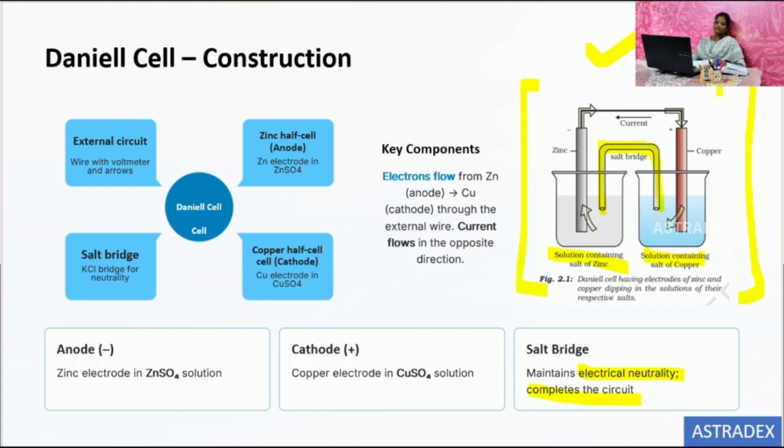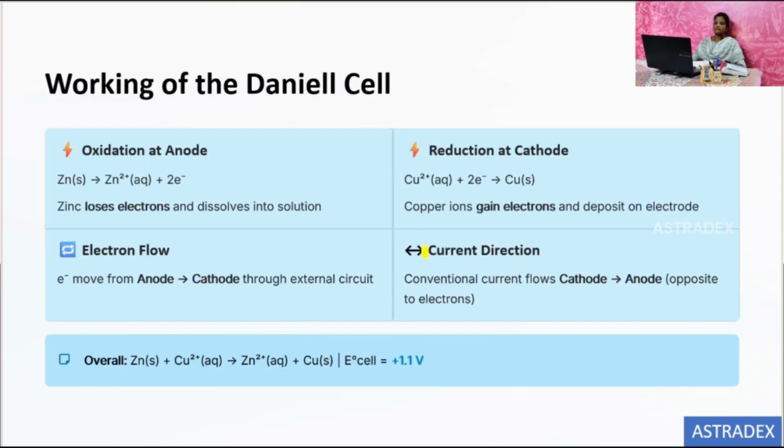And coming to the half cells. If you take a cell, it has two half cells. One half cell is an oxidation, the other half cell will undergo reduction. Here the zinc half cell is undergoing oxidation reaction, which is acting as an anode, and a copper half cell is acting as a cathode, by which the reduction will take place.